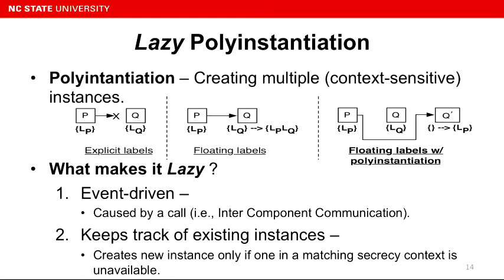And the other thing that makes it lazy is that the operating system keeps track of all existing instances. And a new instance is created only when it is required, only when it doesn't exist in the required secrecy context. So if a new call came in for the component Q again, in the secrecy context LP, that call will be delivered to the component instance Q prime that is already created in the context LP. So a new instance would not be created this time.